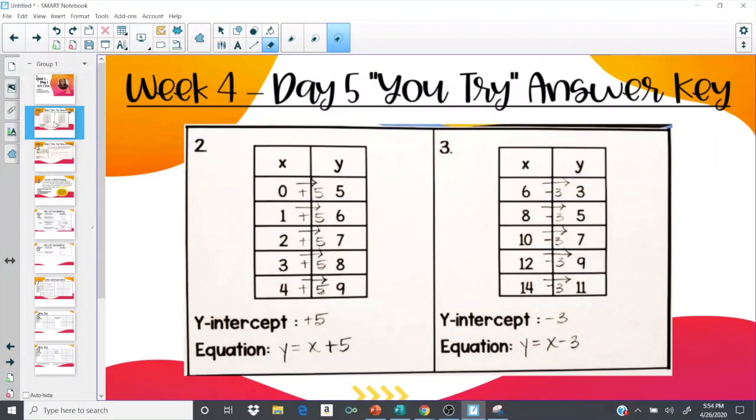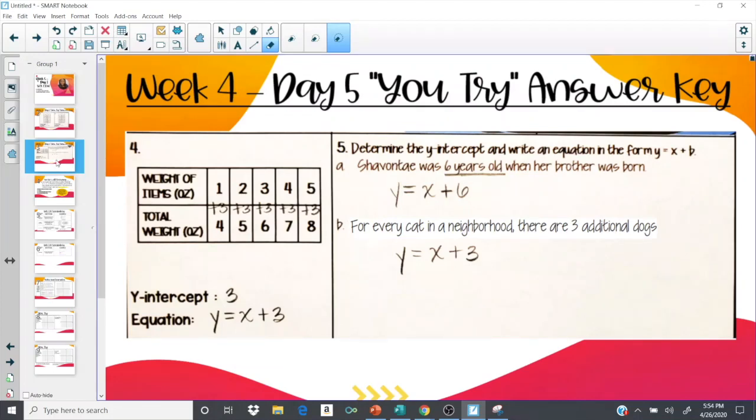First, let's review the U-Try questions from the previous lesson. At this time, you should check your answers. If you answered any of the questions incorrectly, take some time to see what you did differently. Lastly, you are going to correct your answers.